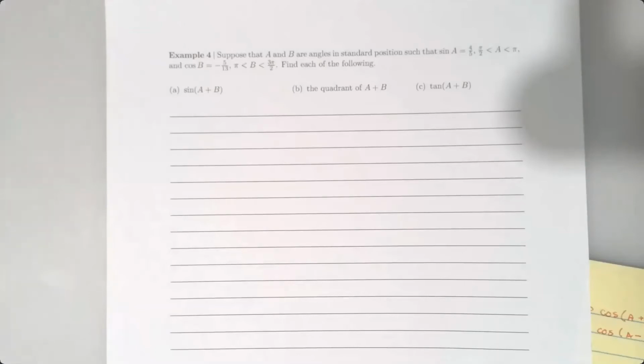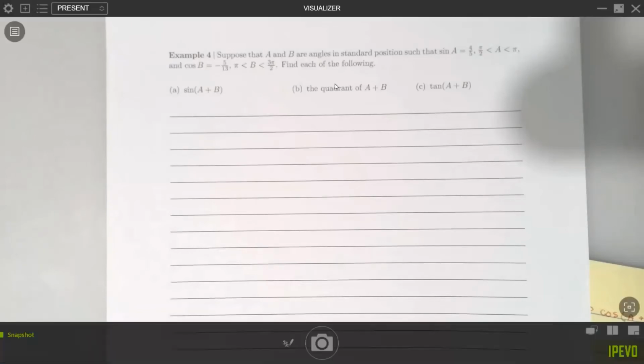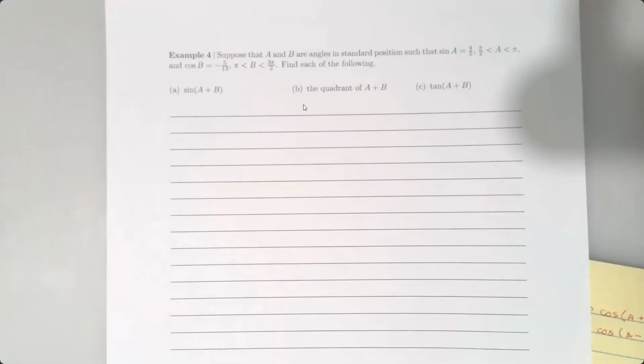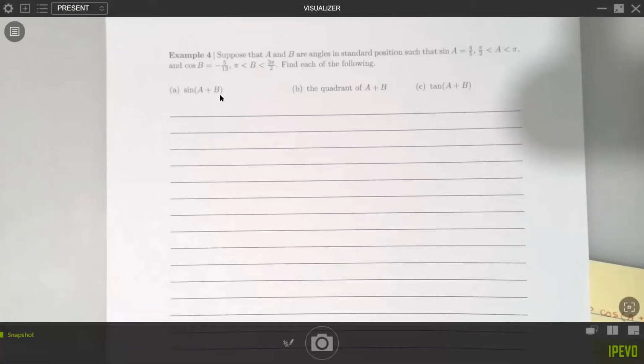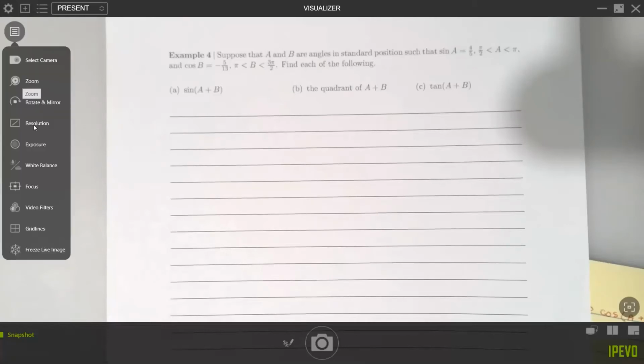And so we're actually going to do those a little bit out of order. We're going to take care of A and C first, and then take a look at the quadrant of A plus B, because the only way that we'll be able to figure that out is if we have already computed A and C. And this was just a typo on my part. It should have been listed as sine of A plus B as part A, tangent of A plus B as part B, and then the last part should have been the quadrant of A plus B. So we'll do it in that order.